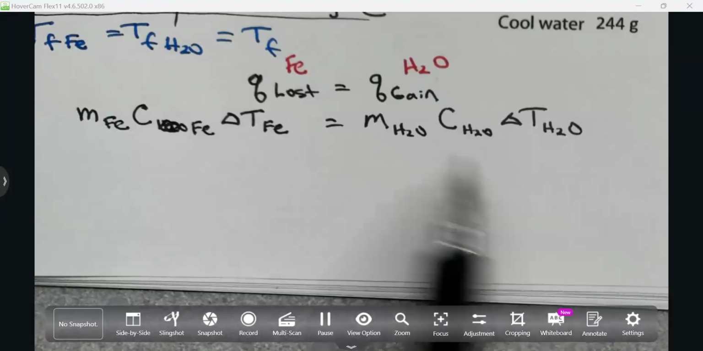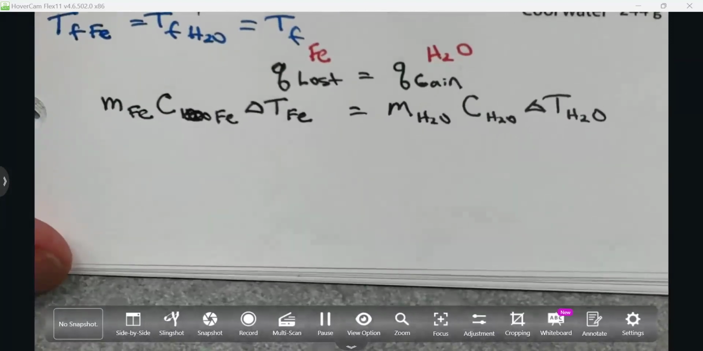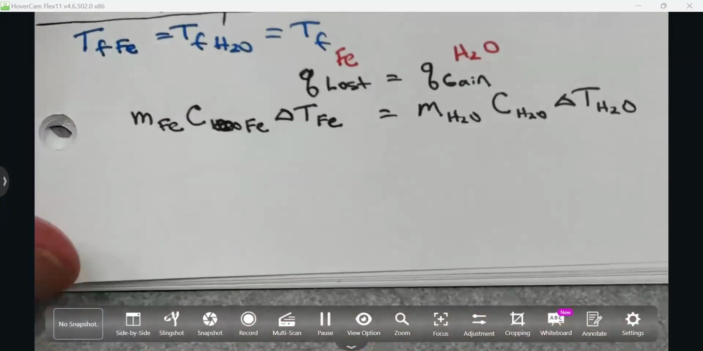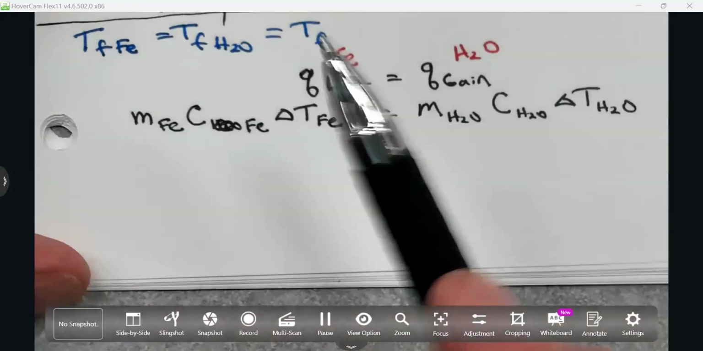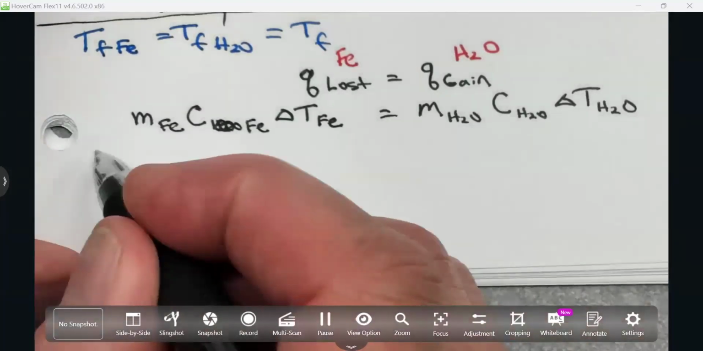Okay, sometimes you can solve for one of these, and this time we're going to put our numbers in. But I've got to show you a trick that works. Otherwise, your book, I don't know, I think it does it a crazy way. I'm going to simplify this. I always want to do Q lost equals Q gain. Always, always, always. It's easier.